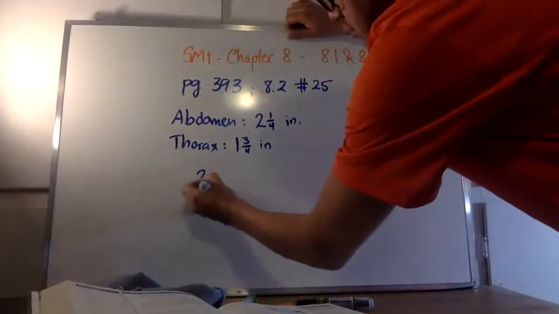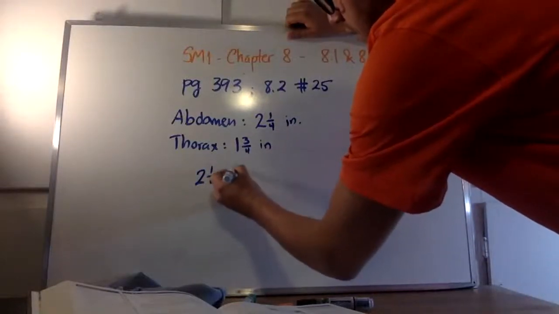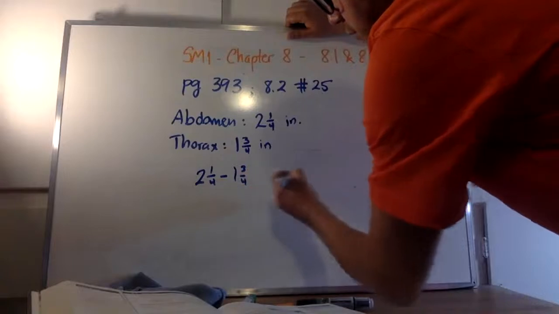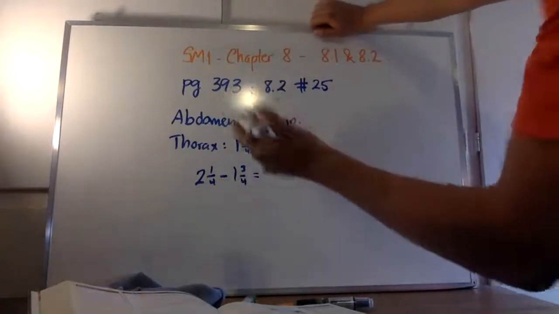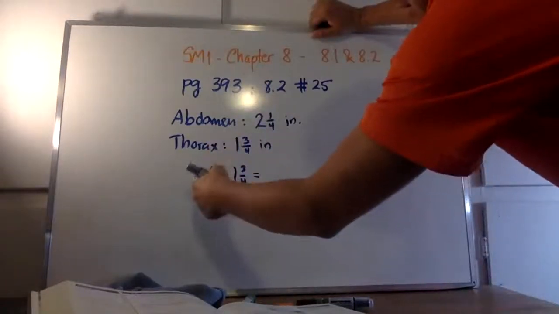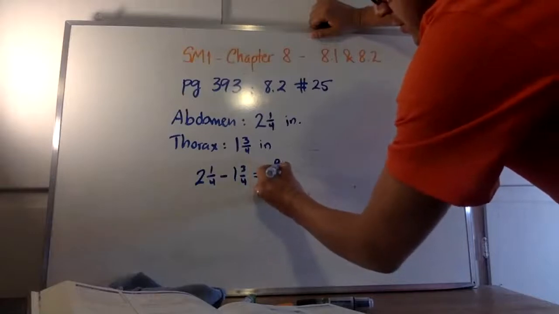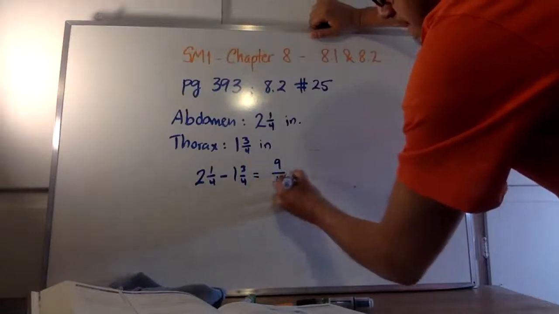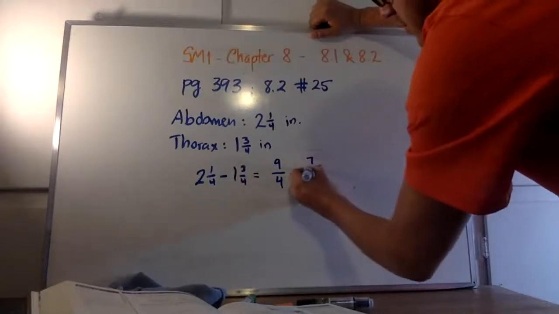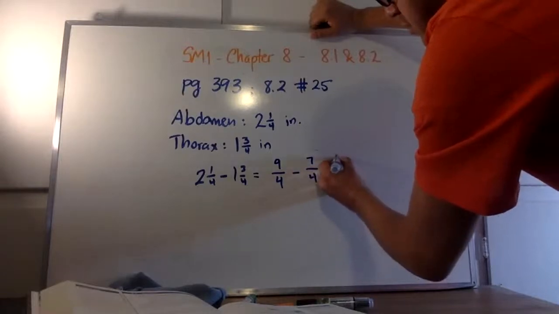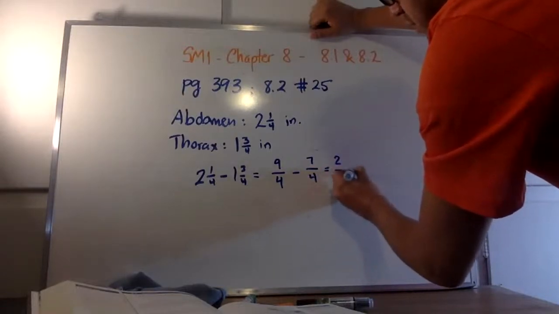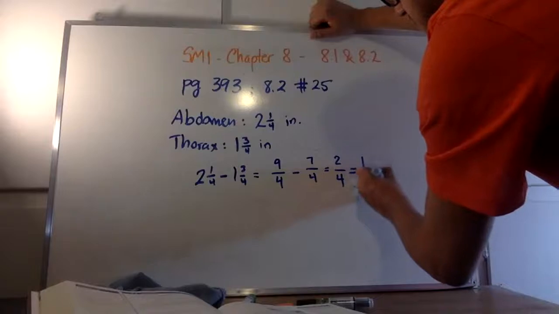So I would have to do 2 1/4 minus 1 3/4. Converting this into fractions is 9/4 minus 7/4. This is 2/4. It means 1/2 of an inch.